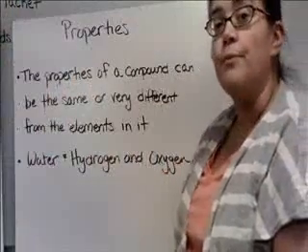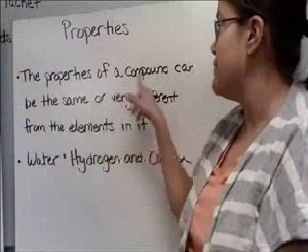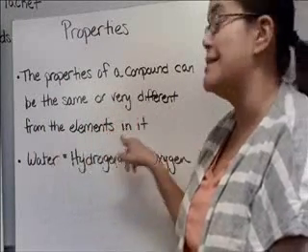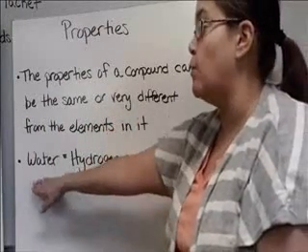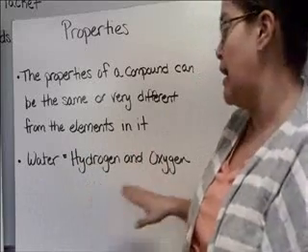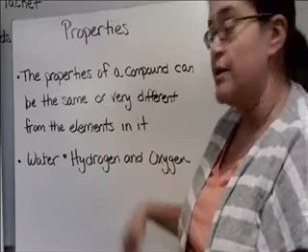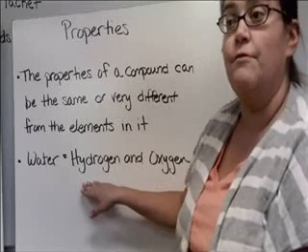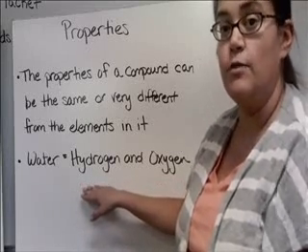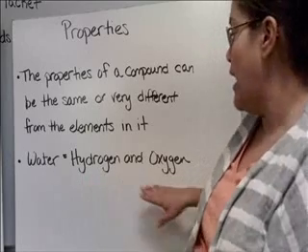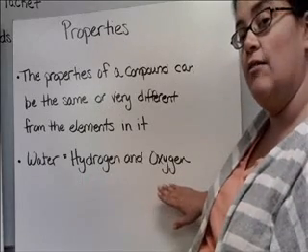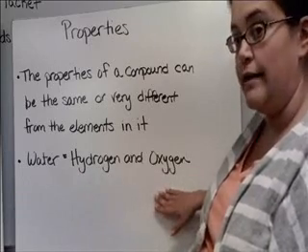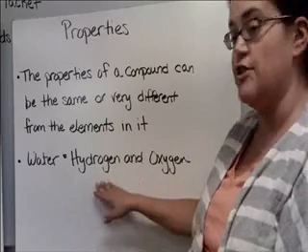Okay. The properties of a compound. Properties of a compound can be the same or very different from the elements that are in it. So a good example is water. It has hydrogen and oxygen in it. The properties of hydrogen, it's a gas at room temperature. It's very flammable, has a very extremely low density, which we'll talk about next class. And oxygen is the same. It's a gas, it's very flammable, colorless. Okay, gases, flammable, very dangerous.